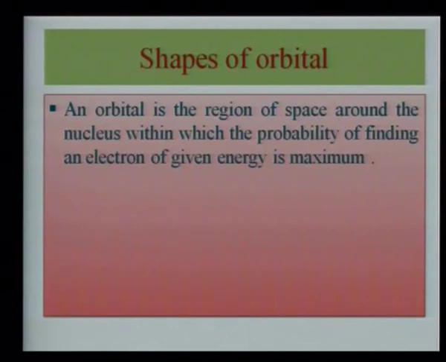For example, you will find different orientations, but we have to move to the shapes of orbitals, where we will discuss that an orbital is the region of space around the nucleus within which the probability of finding the electron of the given energy is maximum. The shape of this region gives the shape of the orbital.